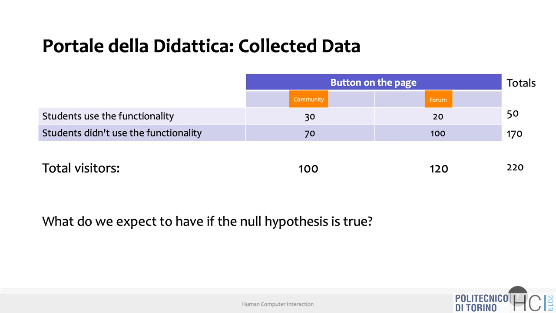For the coin, it was quite easy because it's 10 times heads and 10 times tails. Here, how can we hypothesize an expected outcome of this experiment? If there is exactly no difference, and we still have 220 people in the experiment, of them 170 didn't use the functionality, because there's no difference in the name, so it doesn't matter. And 50 of them use the functionality, whatever it's called. Which are the proportions? What can we put instead of 30 and 170 there, and 20 and 100, in the case in which the null hypothesis is true and there is no difference?